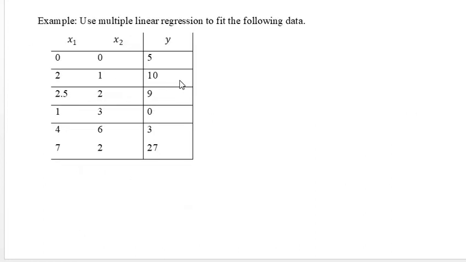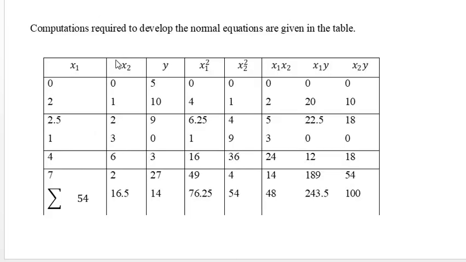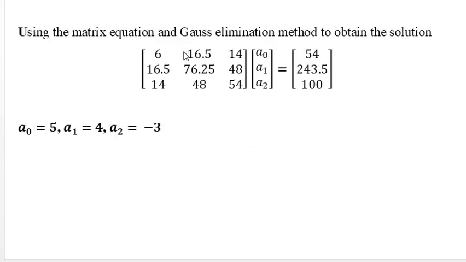So consider the example. Use multiple linear regression to fit the data. Using the given data, compute x1 squared, x2 squared, x1, x2, x1y, x2y and their totals in the respective columns, and substitute these values in this matrix and solve it. So we get a0 equal to 5, a1 equal to 4 and a2 equal to minus 3.